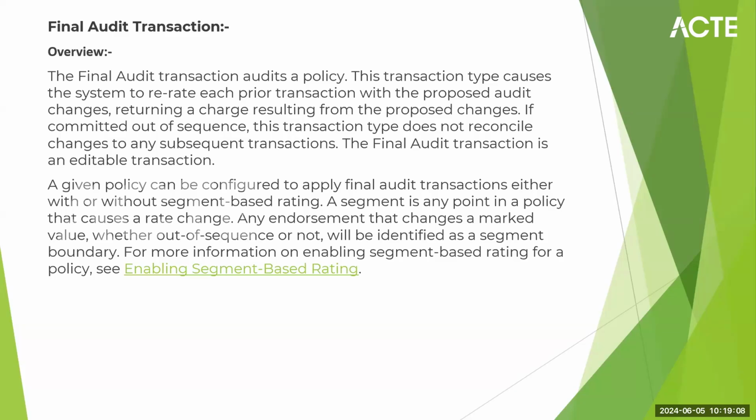A given policy can be configured to apply the final audit either with or without segment-based rating. The segment is any point in a policy that causes a rate change. Nothing but what are the premium-based rate changes you have done before the final audit transaction, like previous transactions. That will be bounced back to the normal one. Okay, reverted back to the normal without any changes.